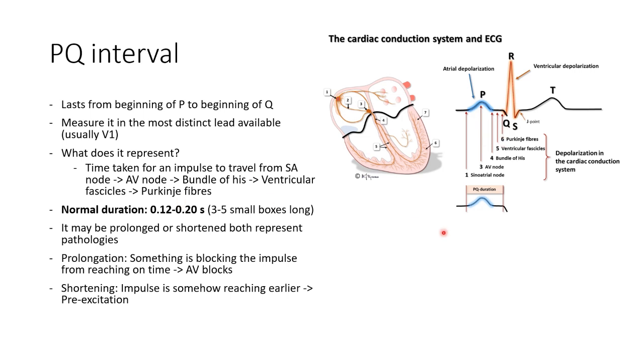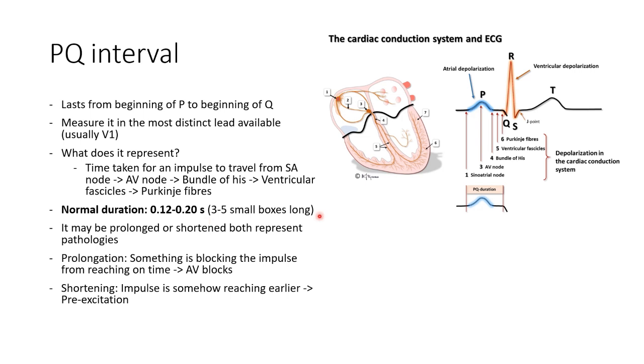And you can measure it in the most distinct lead available, and it usually is in V1, but then it could be annihilated. It depends on your opinion. And what does it represent? So it's telling you how much time it takes for an impulse to travel from the SA node where it's generated all the way up to the bundle of His, Purkinje fibers, etc. It's a visual representation of that duration. And normally this should be between 0.12 to 0.20 seconds.